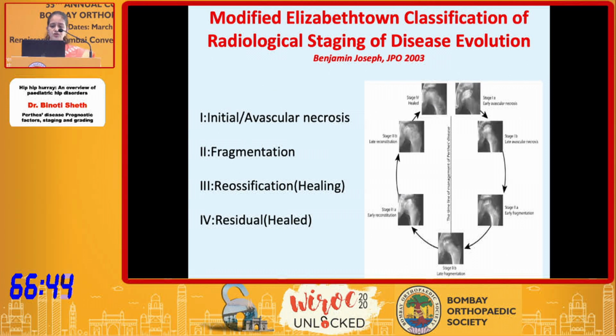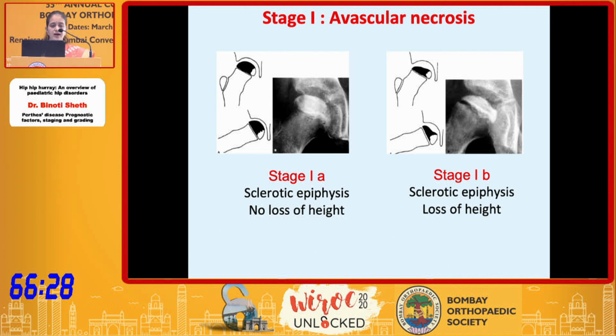So the radiological staging of disease evolution is well described by this modified Elizabethtown classification presented by Dr. Benjamin Joseph from Manipal. There are 4 stages, and each stage is further divided into A and B. So stage 1A is the stage of avascular necrosis. In 1A, the epiphysis appears sclerotic, but there is no loss of height. Whereas in stage 1B, the sclerotic epiphysis loses height and it looks collapsed.